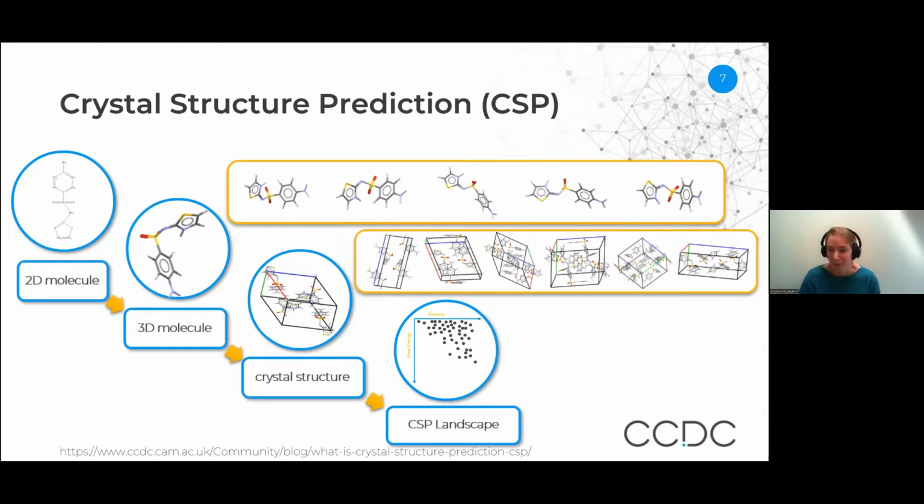Once we have all the different possible crystal structures with all the different 3D molecules, we do a free energy calculation, and generally we look at it in terms of free energy versus density. Down here is the area where the lowest free energy, highest density polymorphs are the most stable. And you will hopefully get a clear one that is the lowest energy, highest density, best crystal structure.